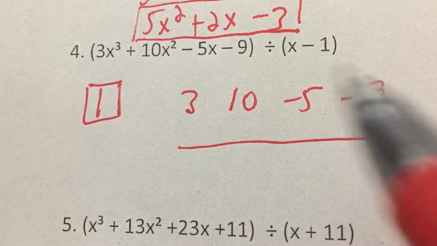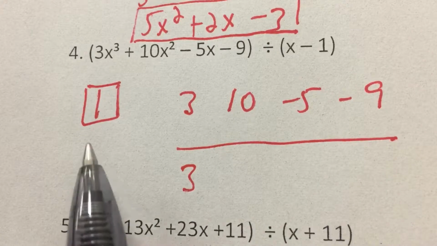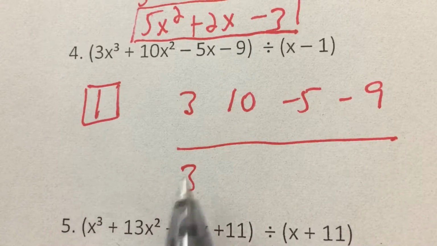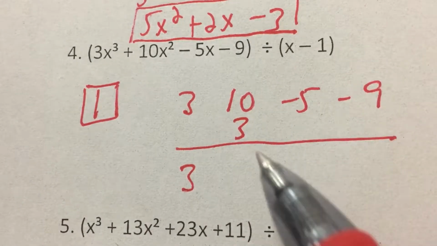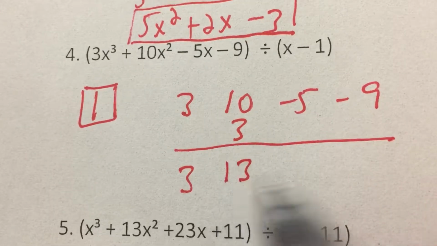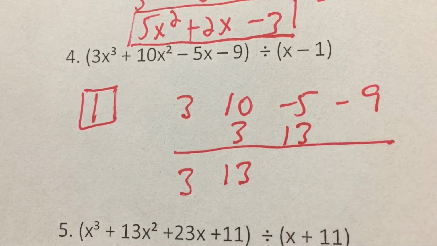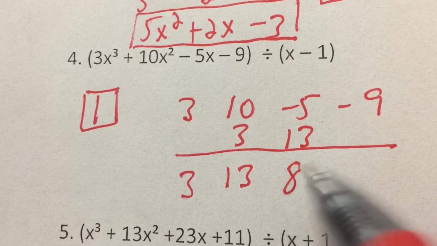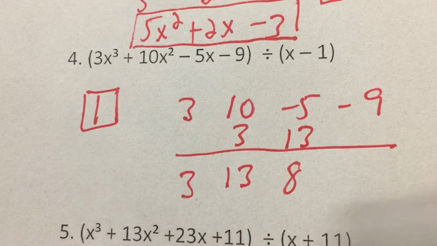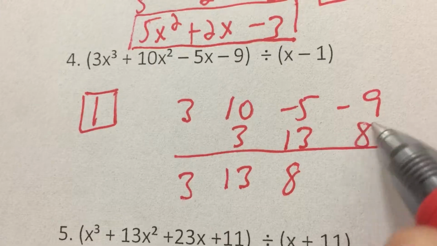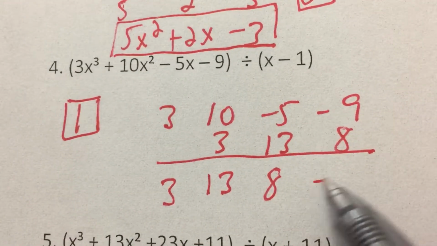Give myself some space, drop the 3. Now the multiplication begins. 1 times 3 is 3. If you add up 10 and 3, you get 13. 1 times 13 is 13. Negative 5 plus 13 is 8. 1 times 8 is 8. Negative 9 and 8 make negative 1.